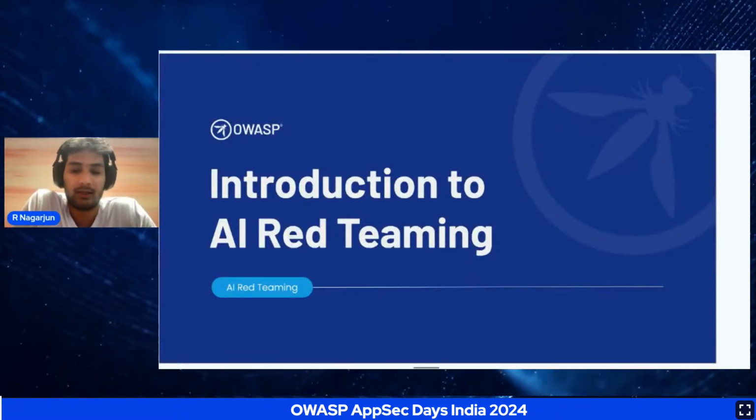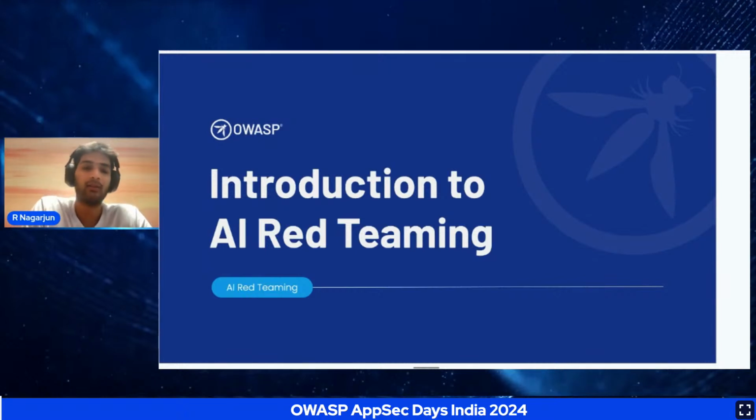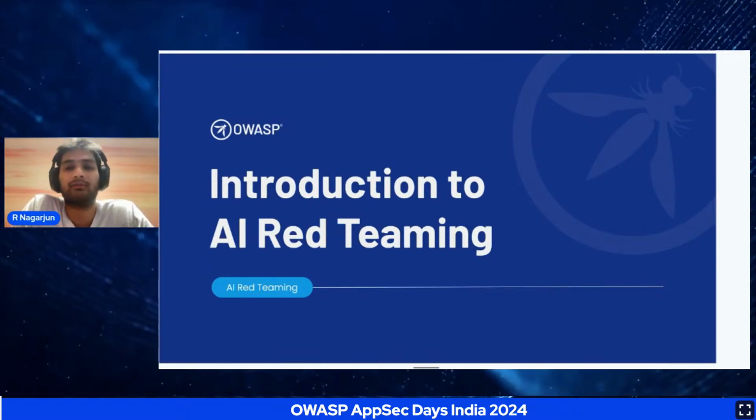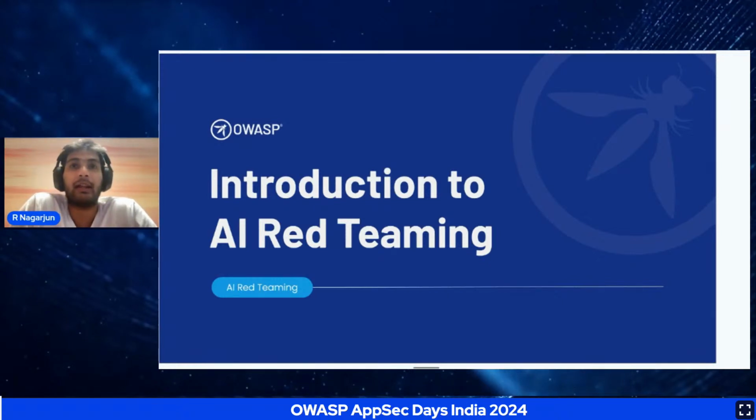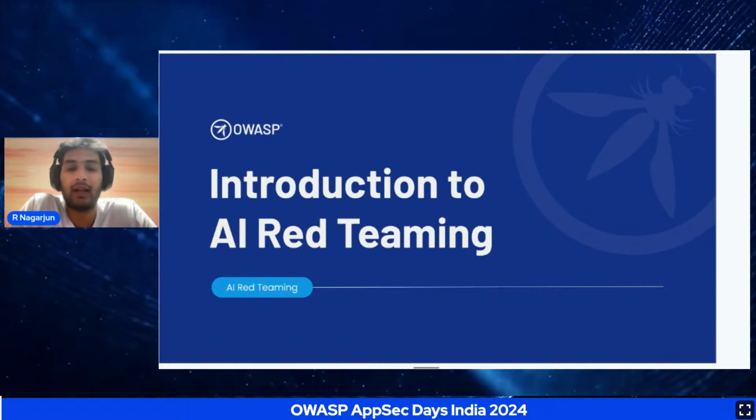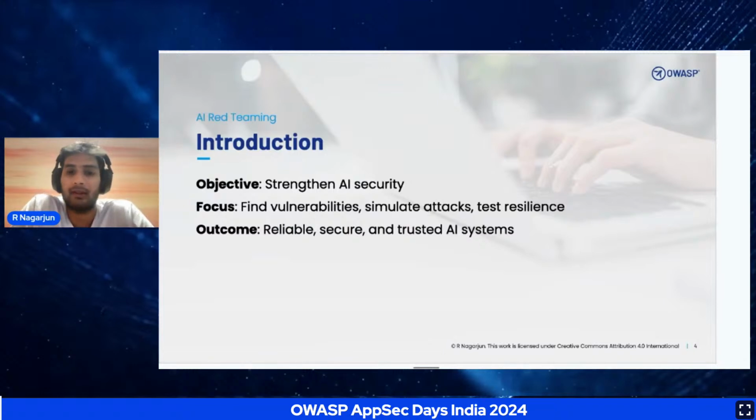So we'll start with the AI red teaming introduction. We're actively seeing a lot of companies integrating language models into their product as a feature, and they're not considering the fact that language models inherently create new attack vectors for attackers to get into the language model or the application. So here's the introduction.